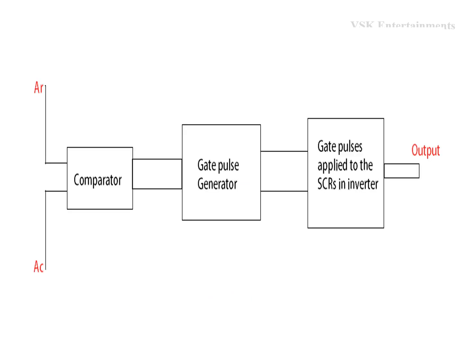That is the pictorial representation of the concept of the PWM technique. Here AR is the magnitude of the reference signal and AC is the magnitude of the carrier signal. Using a comparator, we compare the reference signal magnitude and the carrier signal magnitude. Depending upon these magnitudes, the comparator generates the error signal. That error signal is applied to the gate pulse generator, which generates the gating pulses. These gating pulses are applied to the thyristors present in the inverter circuit. Depending upon the width of these gating pulses, we get the controlled output voltage. That's the concept of the PWM technique.